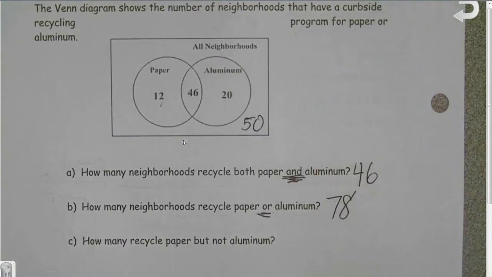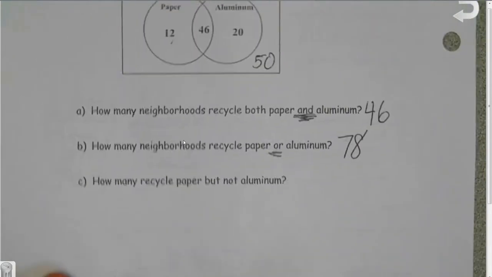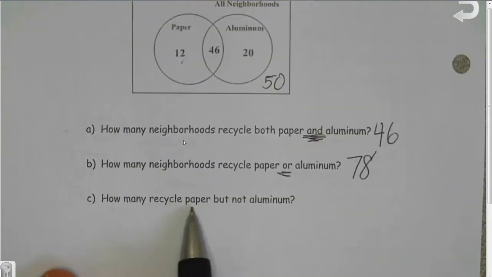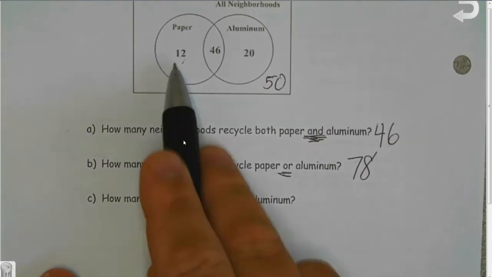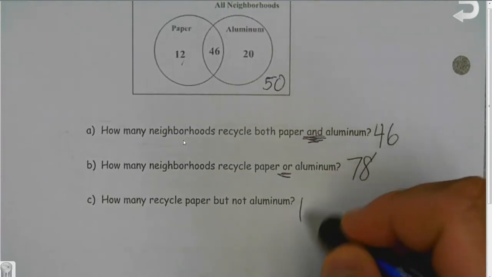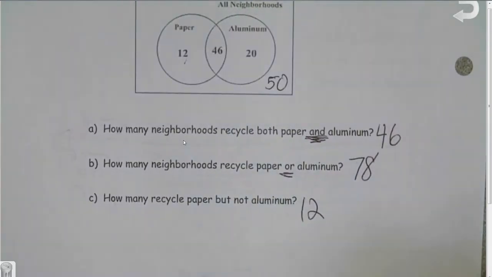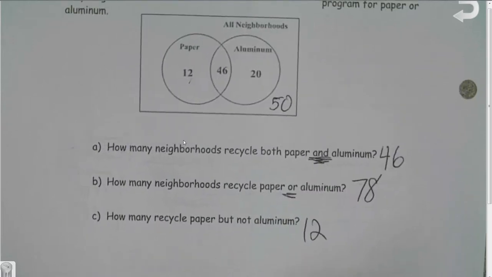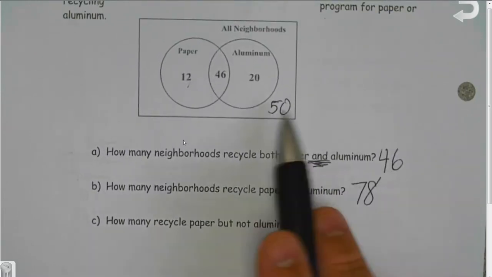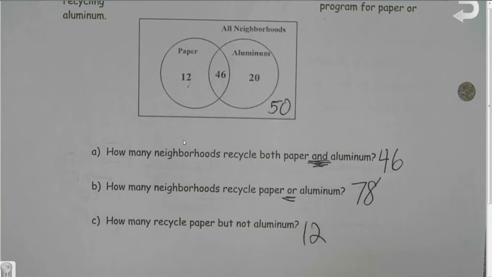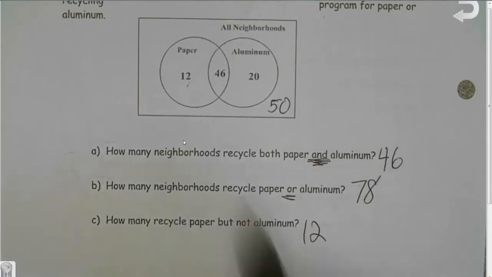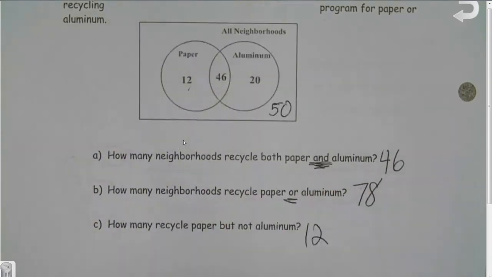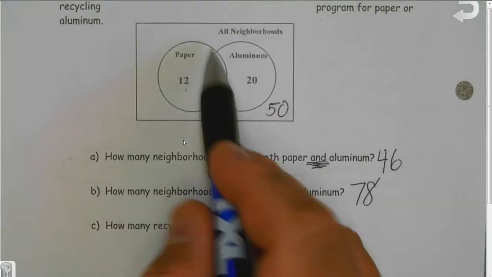The time where you're only going to get one of them is a question like in C, where it says how many recycle paper but not aluminum. And that's the answer. That's 12. I want to add in some other ideas. How many don't recycle at all? Well, that's what the 50's for. How many recycle aluminum but not paper? That's what the 20's for. How many recycle aluminum? Well, it's everything in this circle. How many recycle paper? It's everything in this circle.